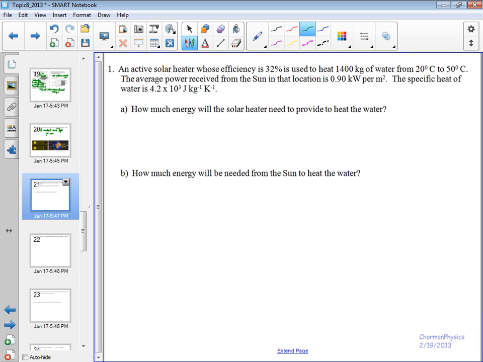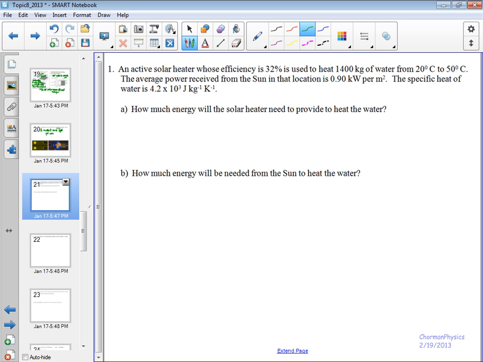Okay? All right, so there are some practice problems that we're going to do here. On that previous page too, by the way, make sure you notice the advantages and disadvantages just to read over there for solar energy. All right, so this is a sample solar energy problem. We have an active solar heater, that's that thermal solar panel that we're talking about, whose efficiency is 32%, all right?